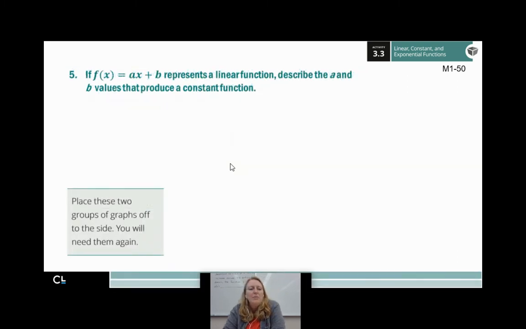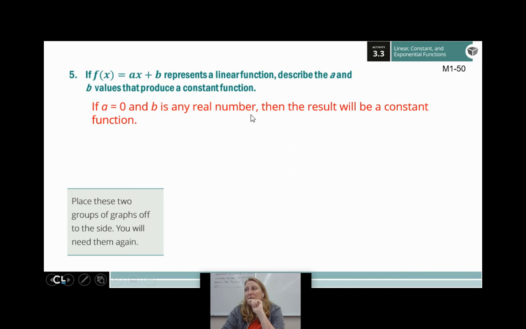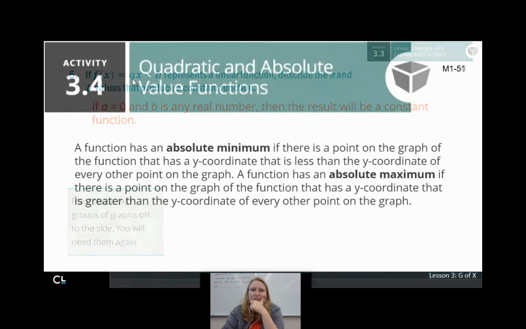And don't freak out about a and b. If f of x equals ax plus b represents a linear function, describe the a and b values you would need to have for it to be a constant function. Hit pause, write it down, hit play to keep going. So do you know what makes this a constant function? Turns out, if you have a 0 slope and just some number hanging off the end here, you have a constant function. If a equals 0 and b is any real number, you end up with a flatliner. Yeah, if you got a 0 slope, you got a flatliner, sure enough.